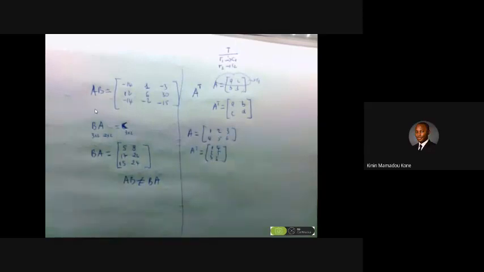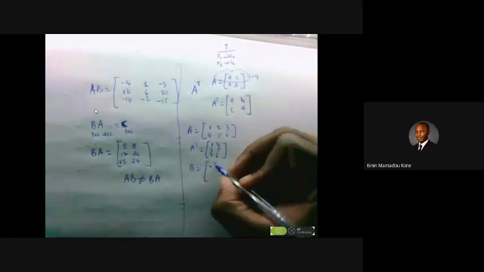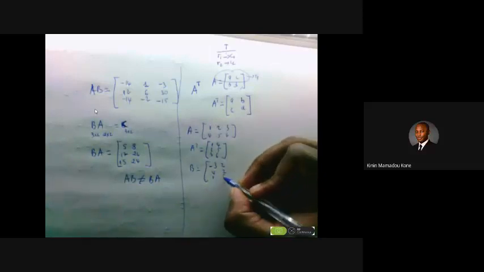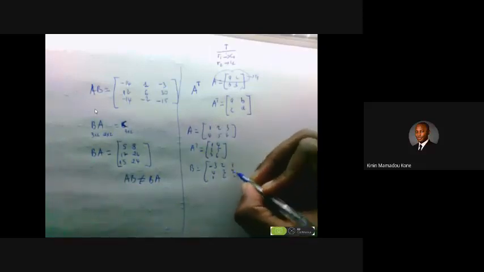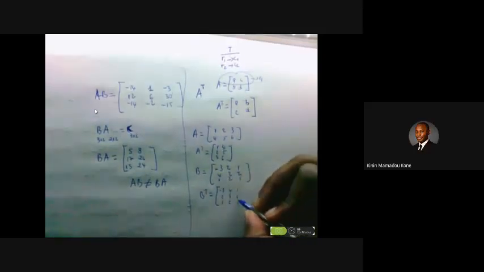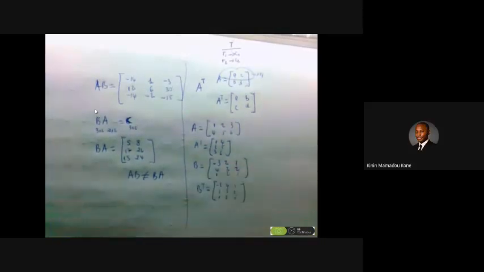Now the next one, let's look at another matrix B with entries negative 3, 4, 1, 2, 3, 2, 1, 2, 5. For B transpose, we're going to take this row in terms of column, this row in terms of column, and this row in terms of column. So you take your row, turn it into a column, row, column, row, column.